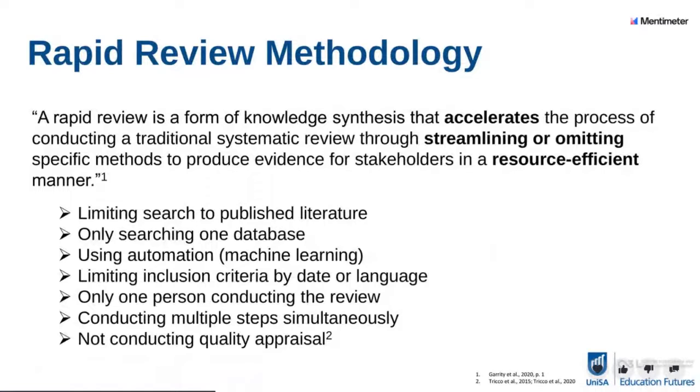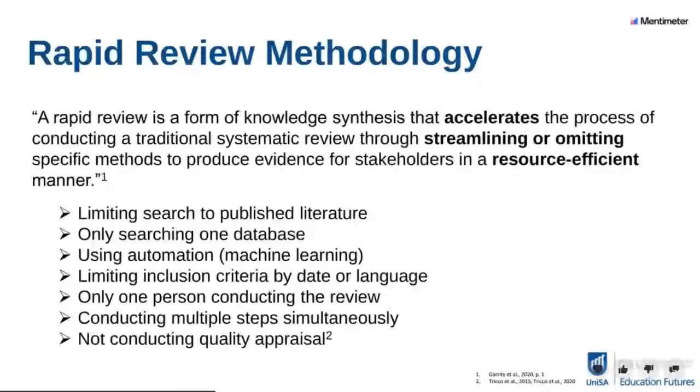You could limit your search to published literature only. So for example, you could say, I'm just going to search in the Web of Science and whatever's in there, it's been peer reviewed, and that's what we're going to be searching in. Now, I will just say that there are a number of systematic reviews that are published that only do that. So it doesn't necessarily have to just be a rapid review to do that.